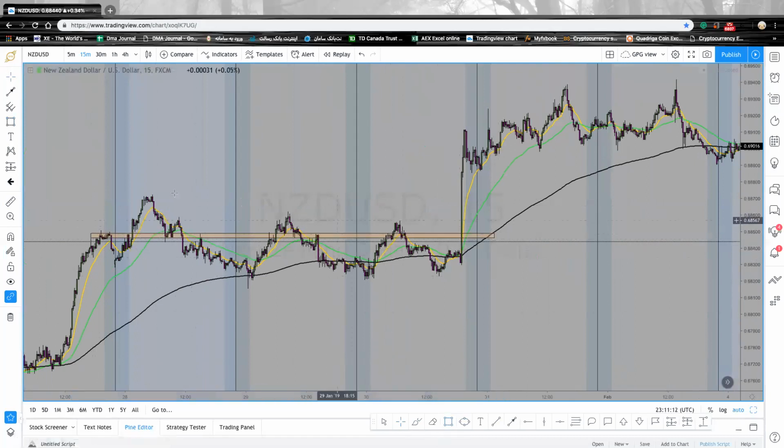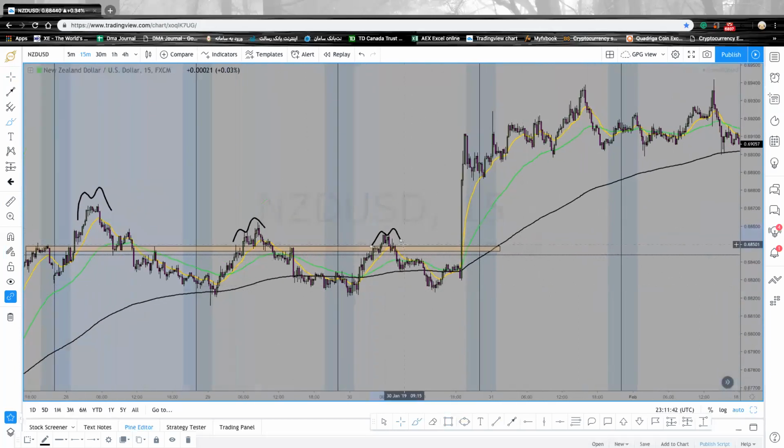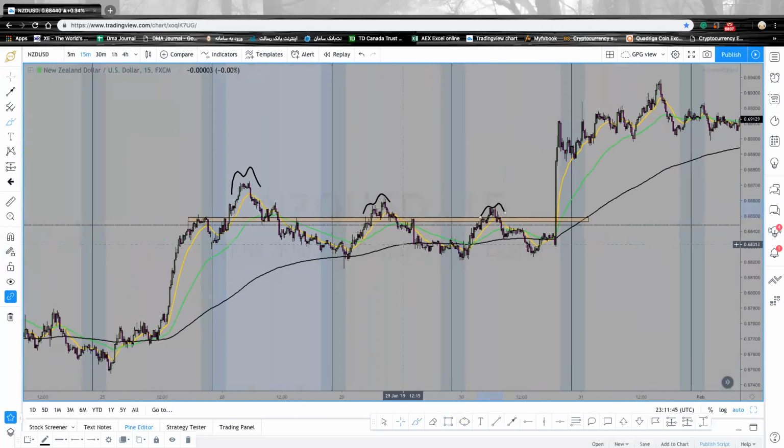High of Friday, Monday came, formed an M, playing around. Next day, new M. Next day, new M. Price keeps closing below candles, but cannot break this 800. They break it, keep coming back. They break it, they keep coming back. So once you see this, that should tell you that all these M's are traps. And a news event killed it all.